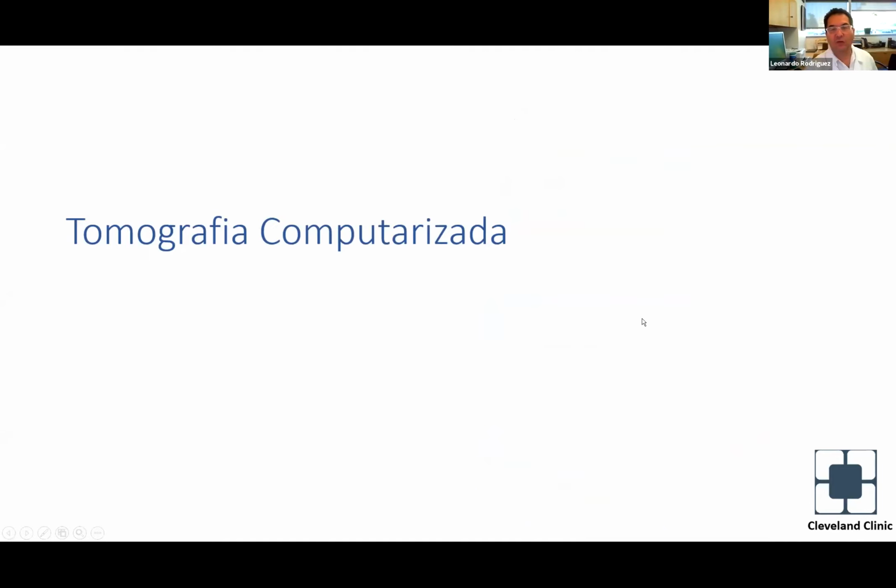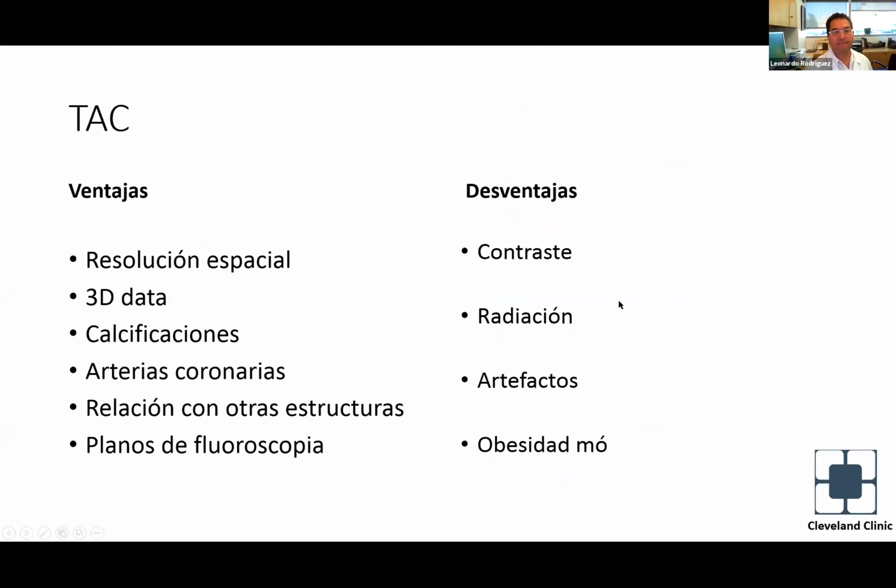Esto ha llevado entonces al uso rutinario de esta tecnología de la tomografía computarizada. ¿Cuáles son las ventajas que tiene la tomografía sobre el eco? La resolución espacial es excelente, puede ser incluso inferior a 1 milímetro. Siempre que hacemos una tomografía computarizada, recogemos una data tridimensional, o sea que se puede modificar y manipular la imagen en múltiples planos, al igual que la ecografía tridimensional. Es el gold estándar para la visualización de la distribución de las calcificaciones.